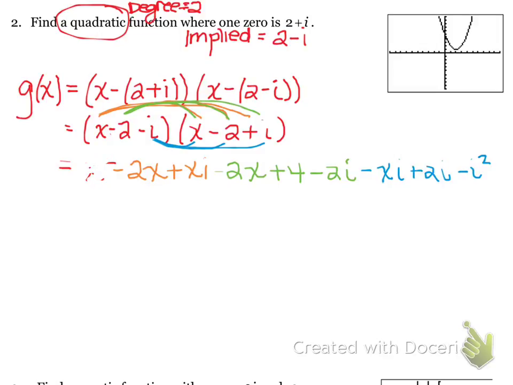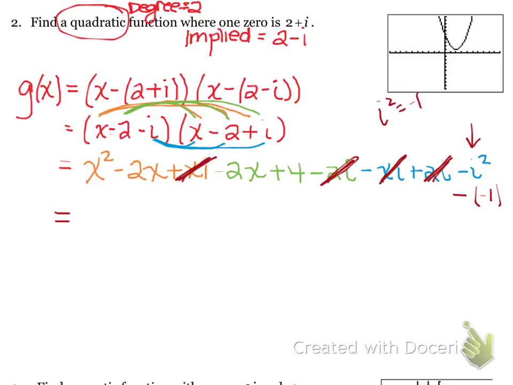So now I'm going to color code this. Now we need to go through and cross off anything that we don't need or that cancels out. So we're going to cross off positive xi and negative xi, negative 2i and positive 2i. Now it's also important to note that i squared equals negative 1. So technically this is like saying minus negative 1.